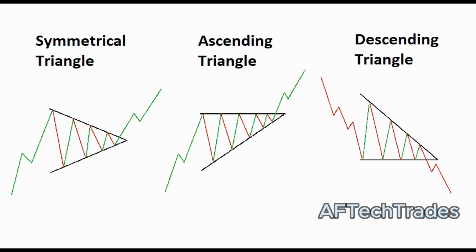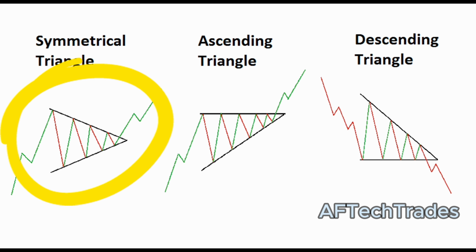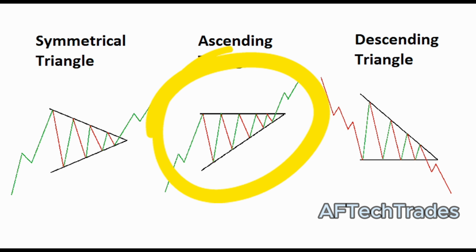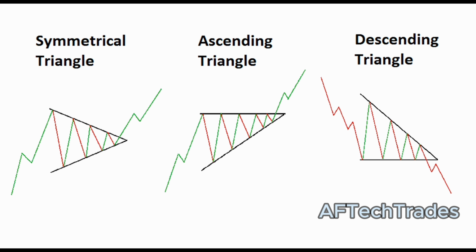Welcome back. As you can see, we have the symmetrical triangle, we have the ascending triangle, we have the descending triangle. And if you notice, you will see that the symmetrical triangle and the ascending triangle almost look alike. So what makes it different?